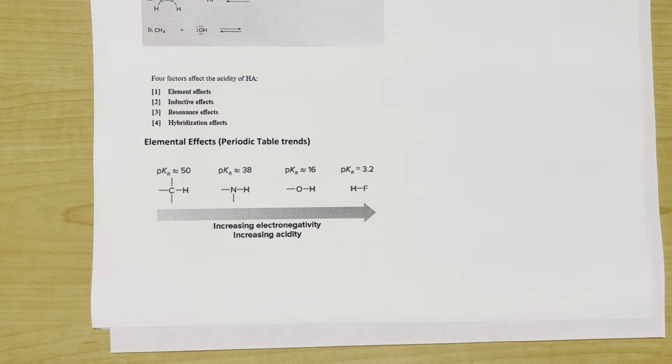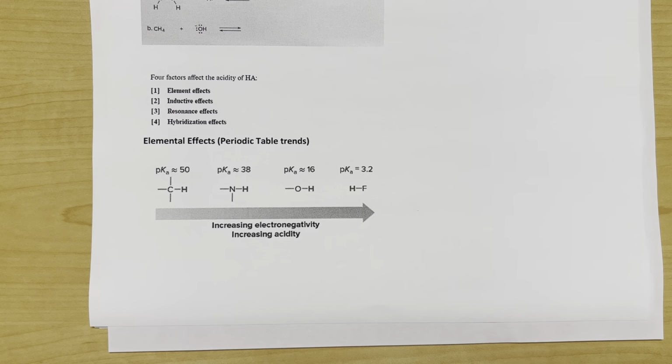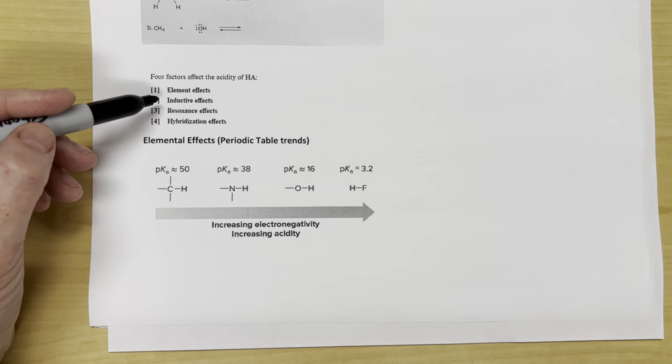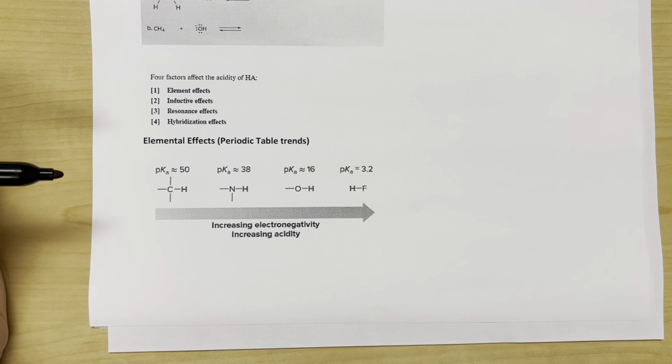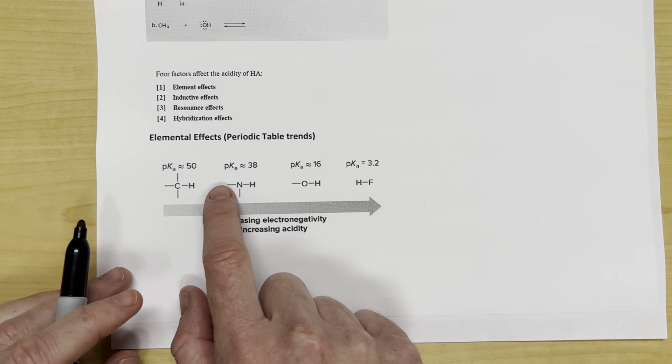All right, so it says draw the products of each reaction and determine the, oh, we already did that. 4 factors that affect the acidity of HA. In other words, how strong an acid is. Elemental, inductive, resonance, and hybridization. Elemental effects depend on what that H is bonded to.